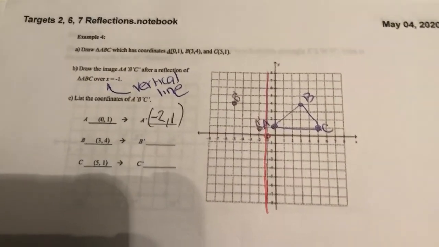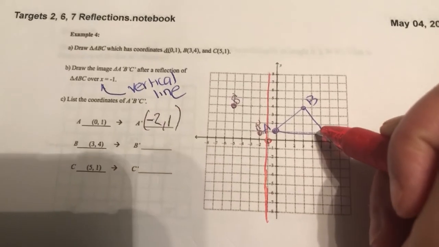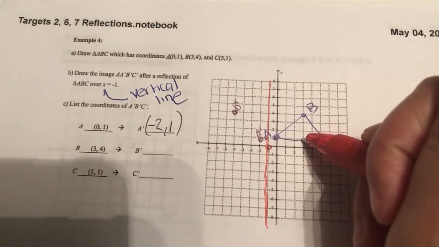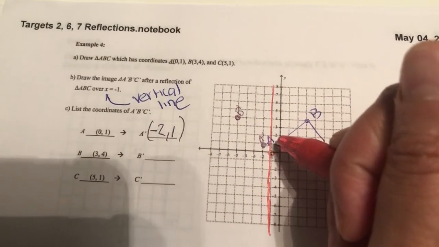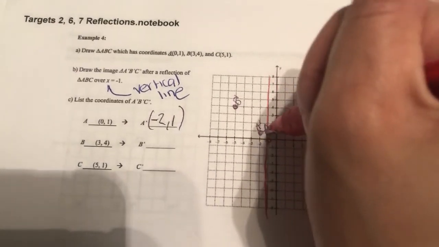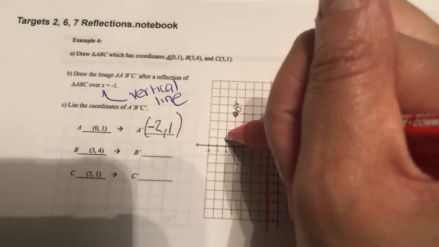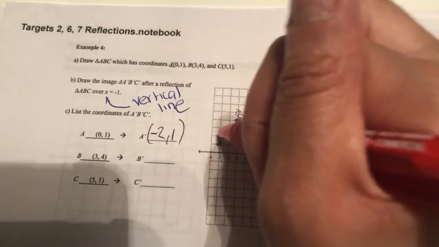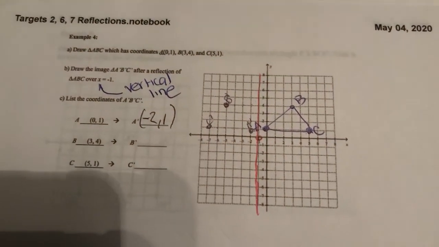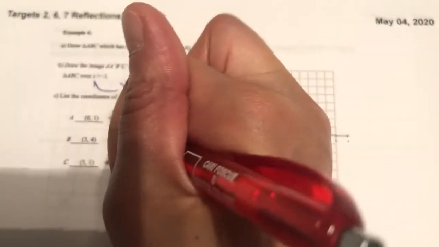And for C, I would have to do the same thing. 1, 2, 3, 4, 5, 6. Now we'll do it over here. 1, 2, 3, 4, 5, 6. So for my B prime, I should have -5, 4. And for my C prime, I should have -7, 1.